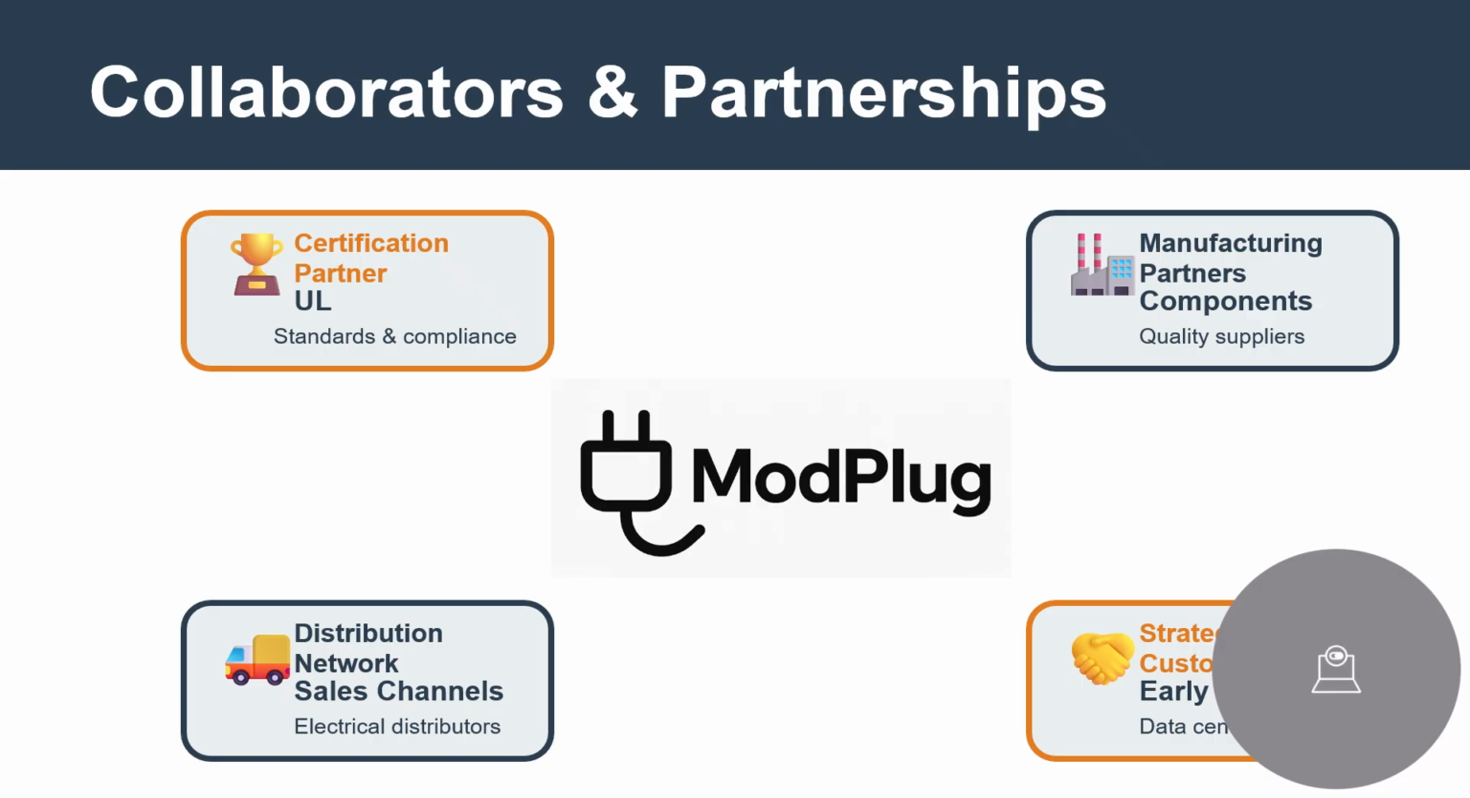And our strategic partners are co-location operators themselves. These early adopter relationships give us co-development opportunities, reference customers, and validation. That's invaluable for reaching the broader market. The collaborator ecosystem is essential for scaling the business beyond what we could do alone.